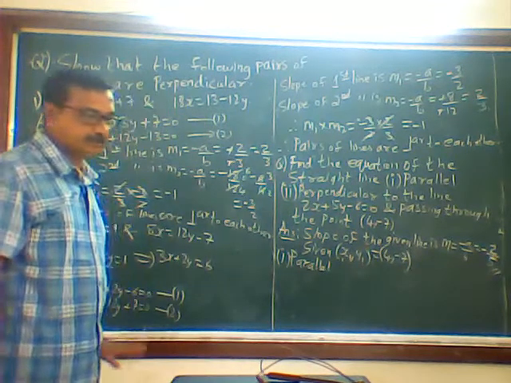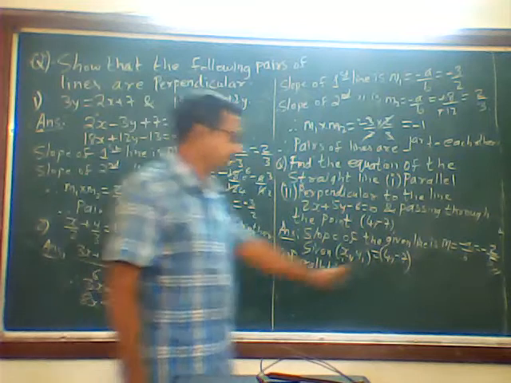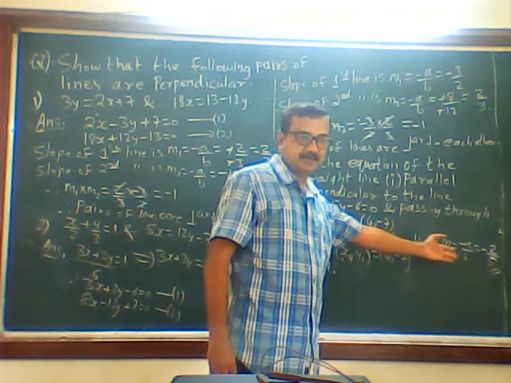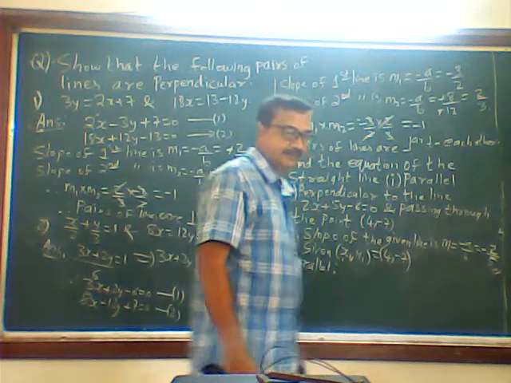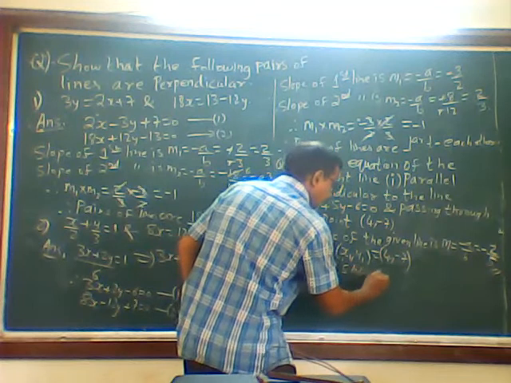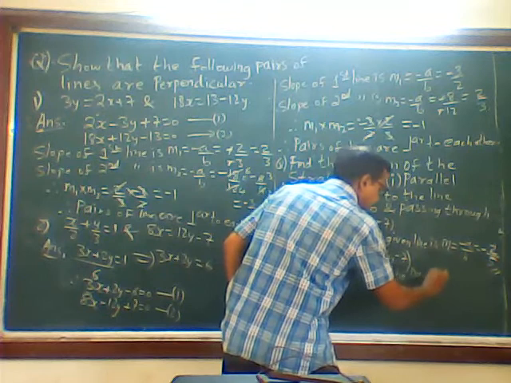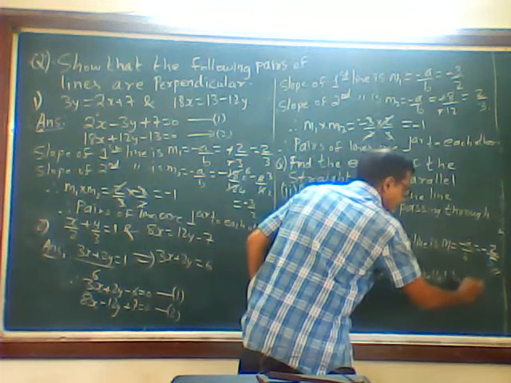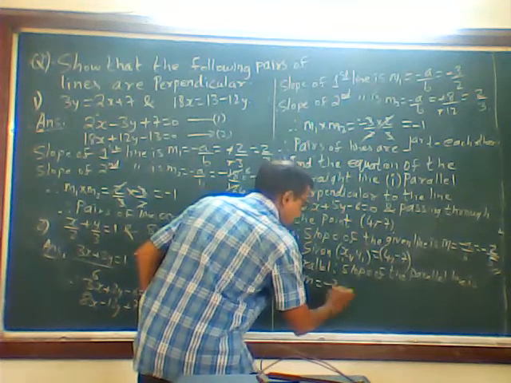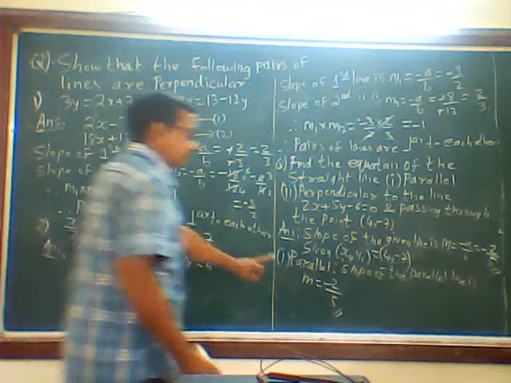Okay. Slope of the parallel line is the same only, because for parallel lines both slopes will be the same. So slope of the parallel line is m is equal to minus 2 upon 5. Then I will write the equation of the straight line for this.